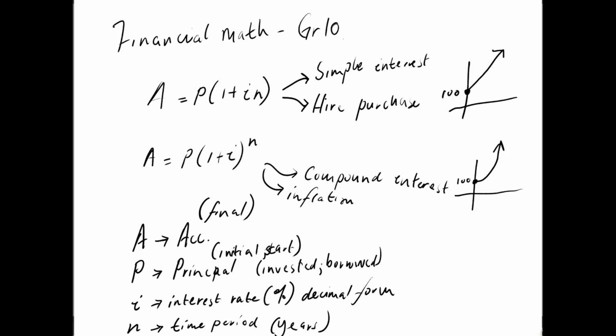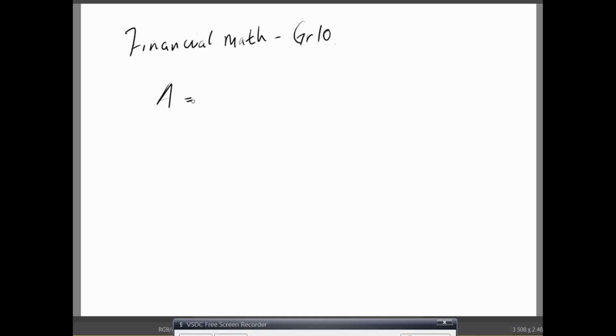Okay, so there's going to be two formulas that you're mainly going to see. The first one is going to be A is equal to P, open bracket 1 plus i, and we're going to multiply this i with an n, close this bracket. And the other formula is going to be very similar. A is equal to P, open bracket 1 plus i, and this time our n is going to go over here as an exponent, right?